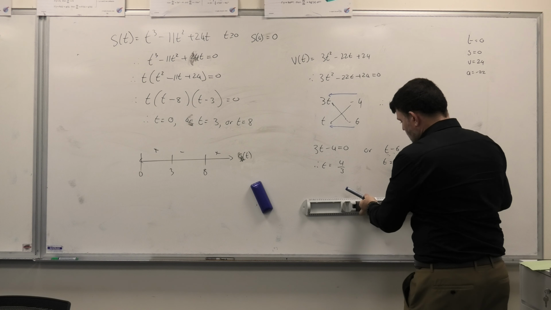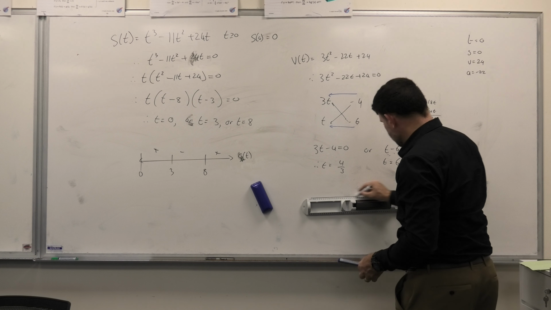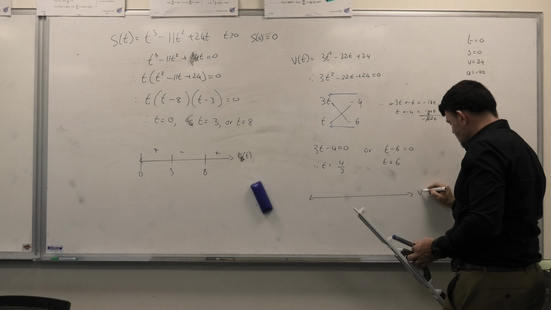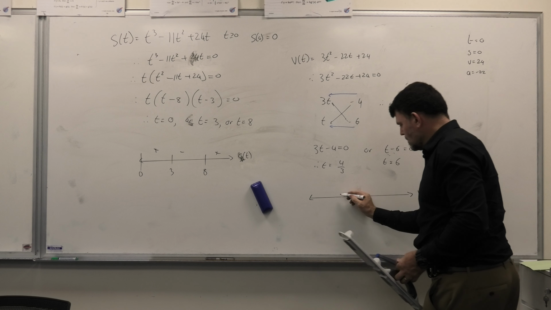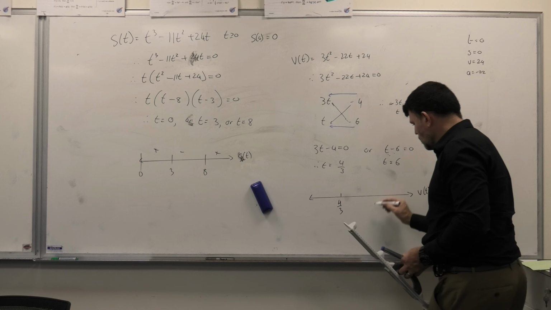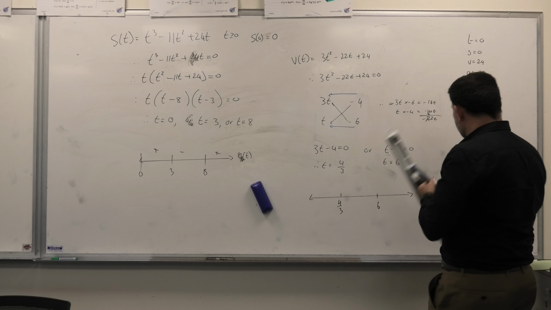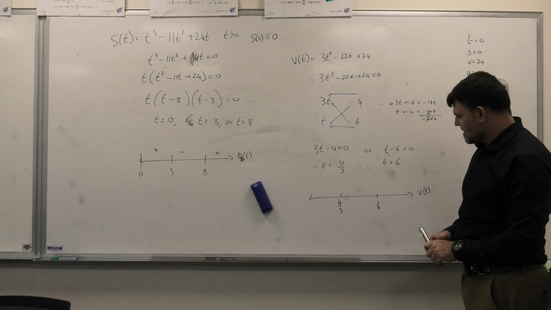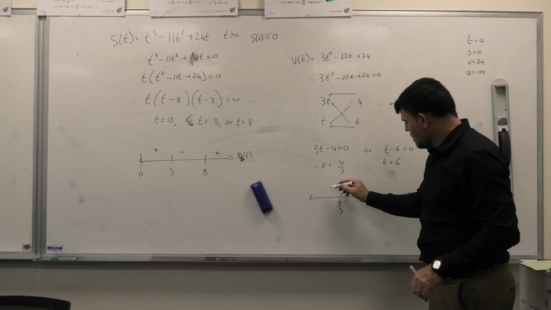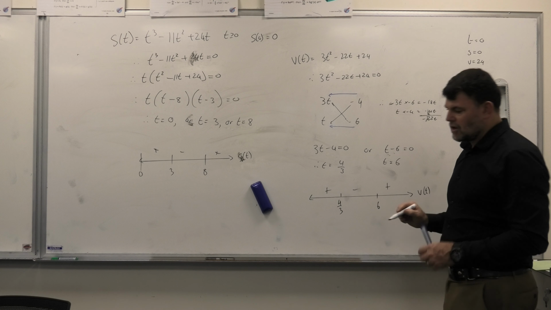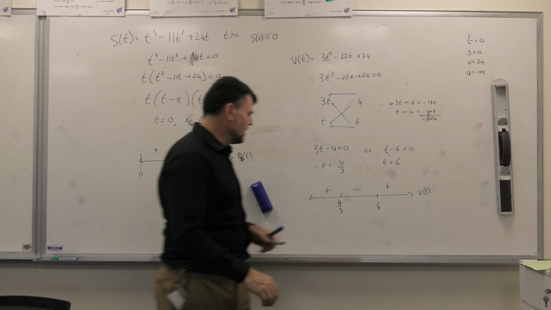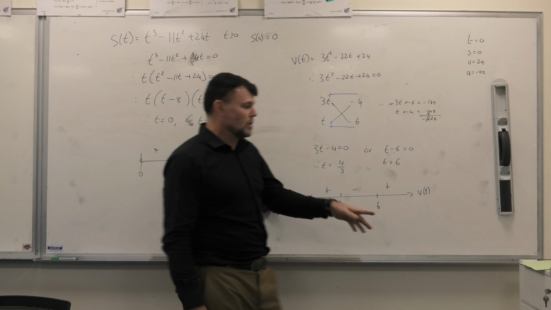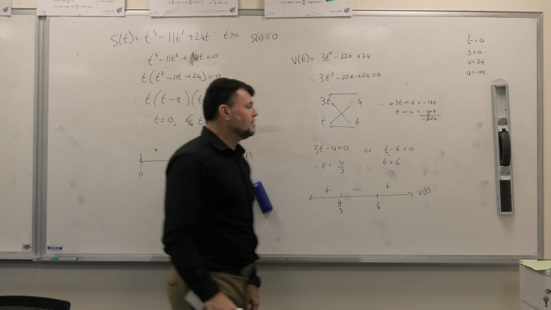So therefore, let's do the sign diagram for the v of t. Remember, it's a v of t. We've got 4/3 of a second and 6 seconds. Again, I know that we're going to get something that kind of looks like this is our answer. So we've now got our sign diagram for our velocity function, which was part C.